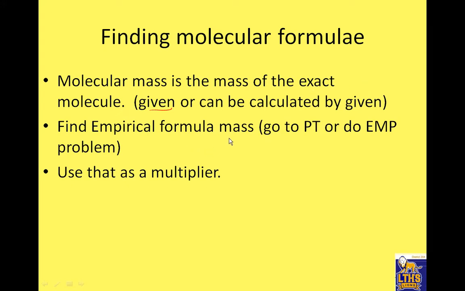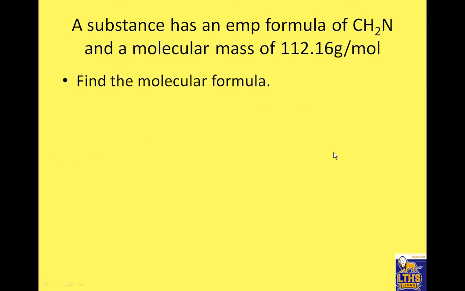The empirical formula mass is the mass of the empirical formula. So you either go to the periodic table to get it, or you do the empirical formula problem. And then the difference between those is a multiplier. The molecular mass divided by the empirical mass will give you the number of times you multiply the empirical formula to get the molecular. What I mean is this. They're telling you empirical, so this is the lowest ratio, but the molecular mass is 112.16, so that's the exact mass. Find the molecular formula.